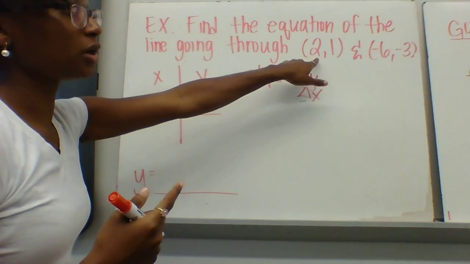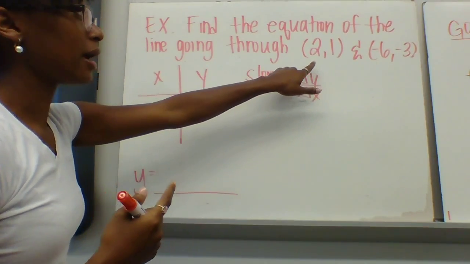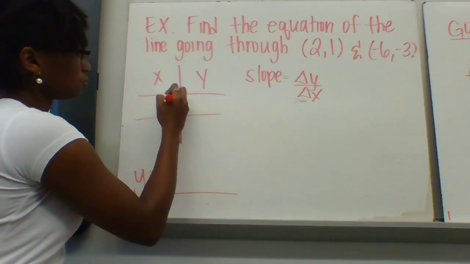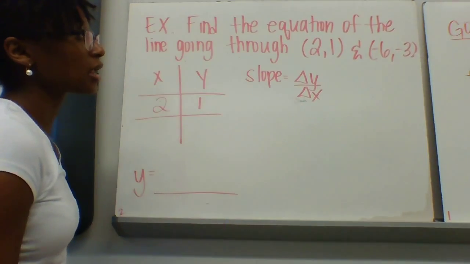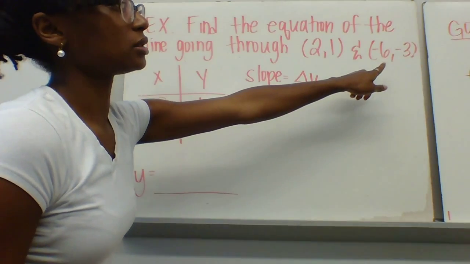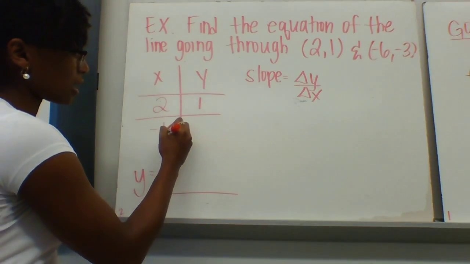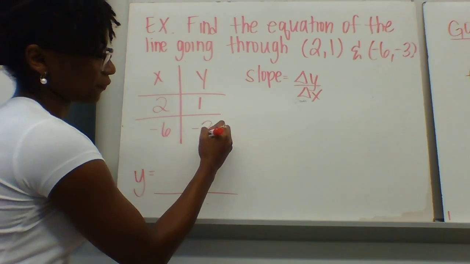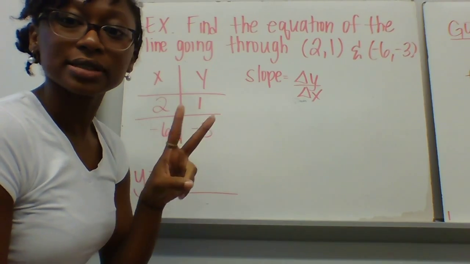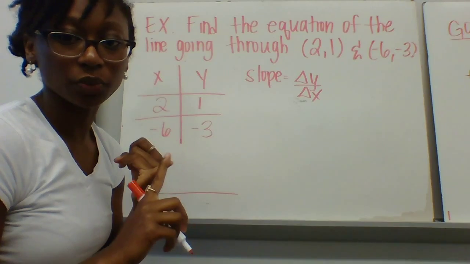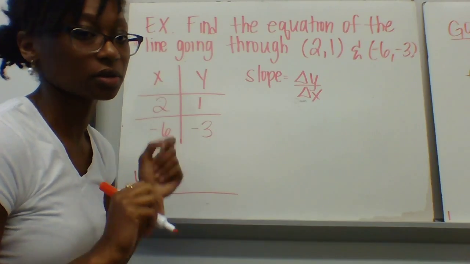So the point 2, 1 has an x value of 2 and a y value of 1. So that goes in my table. Okay? The point -6, -3 has an x value of -6 and a y value of -3. Okay? Two things I need for my equation are the slope and the y-intercept. Let's start with the slope.